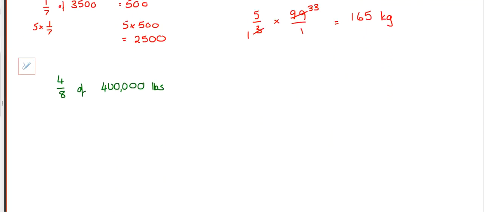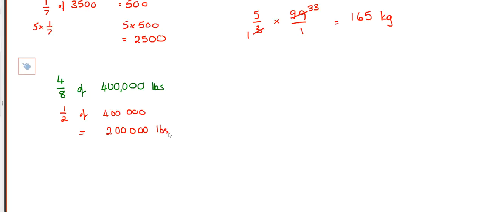And this last one, I was hoping you'd go straight to the answer. 4/8 is the same as a half. So of 400,000 we just divide by 2, so we've got 200,000. At least I got the answer right.